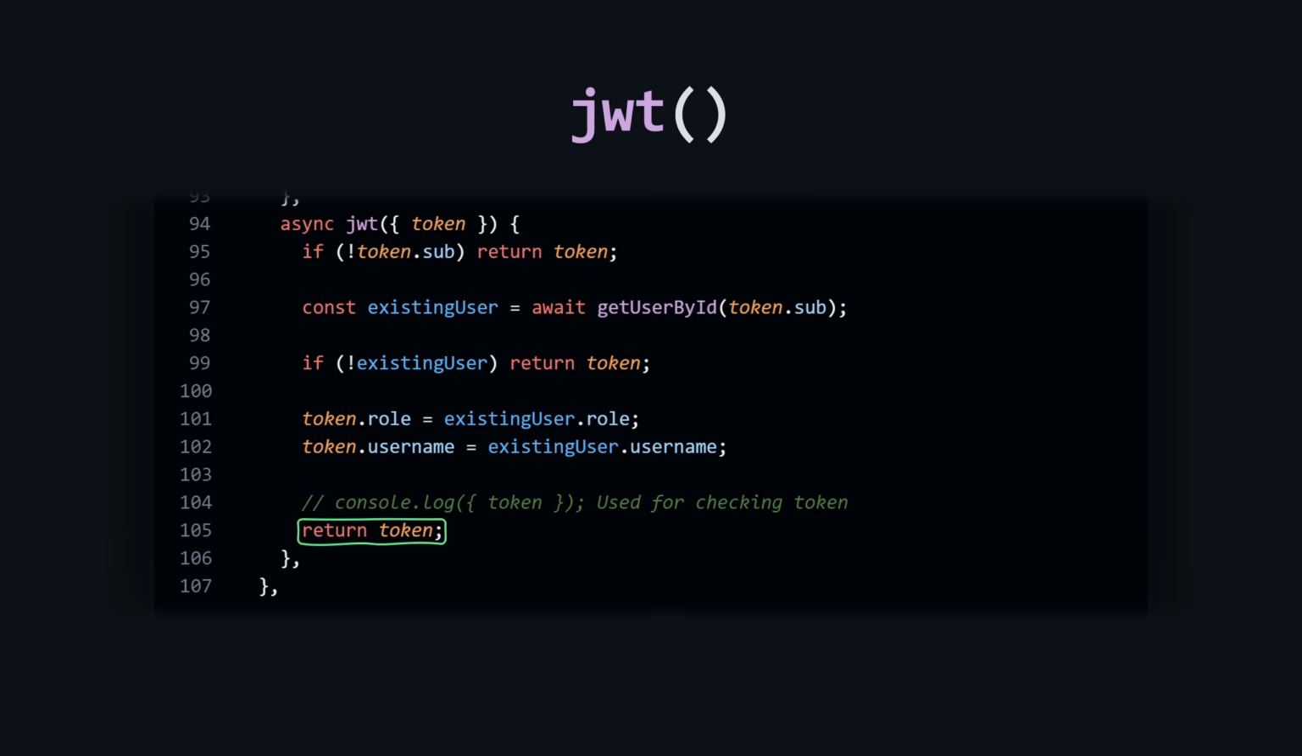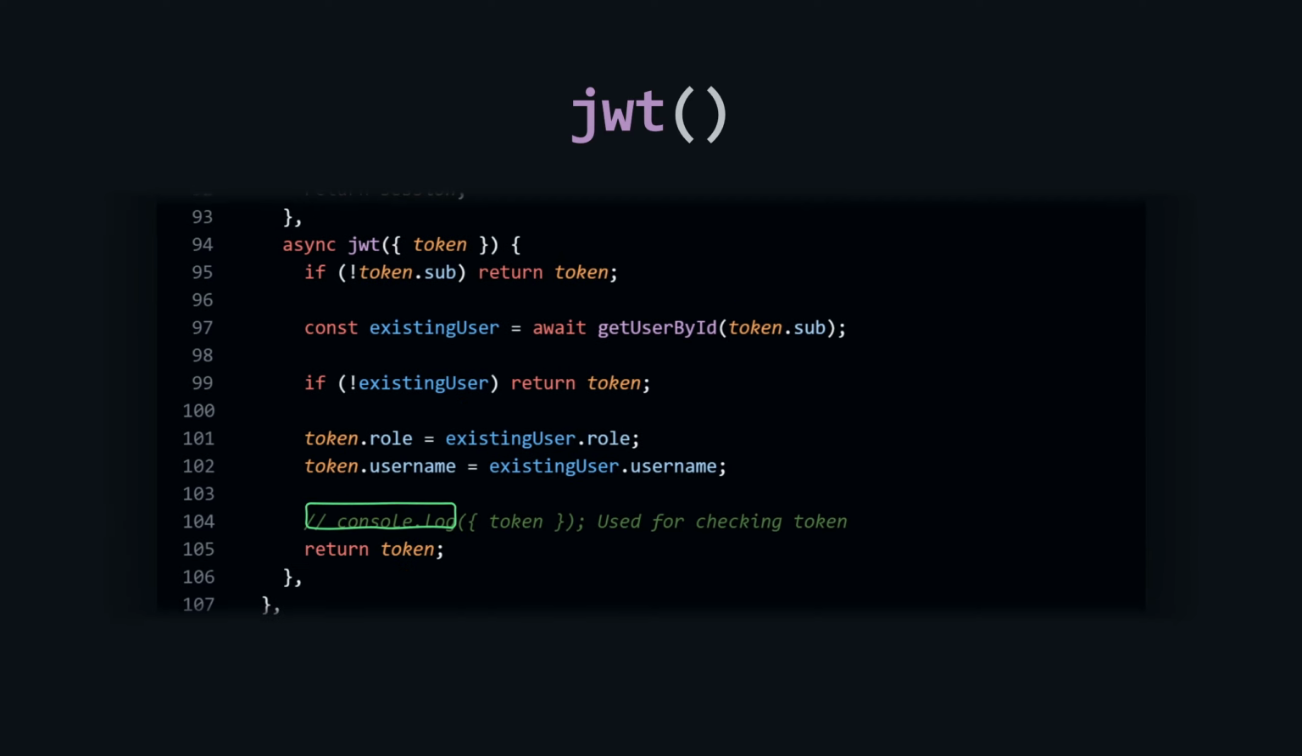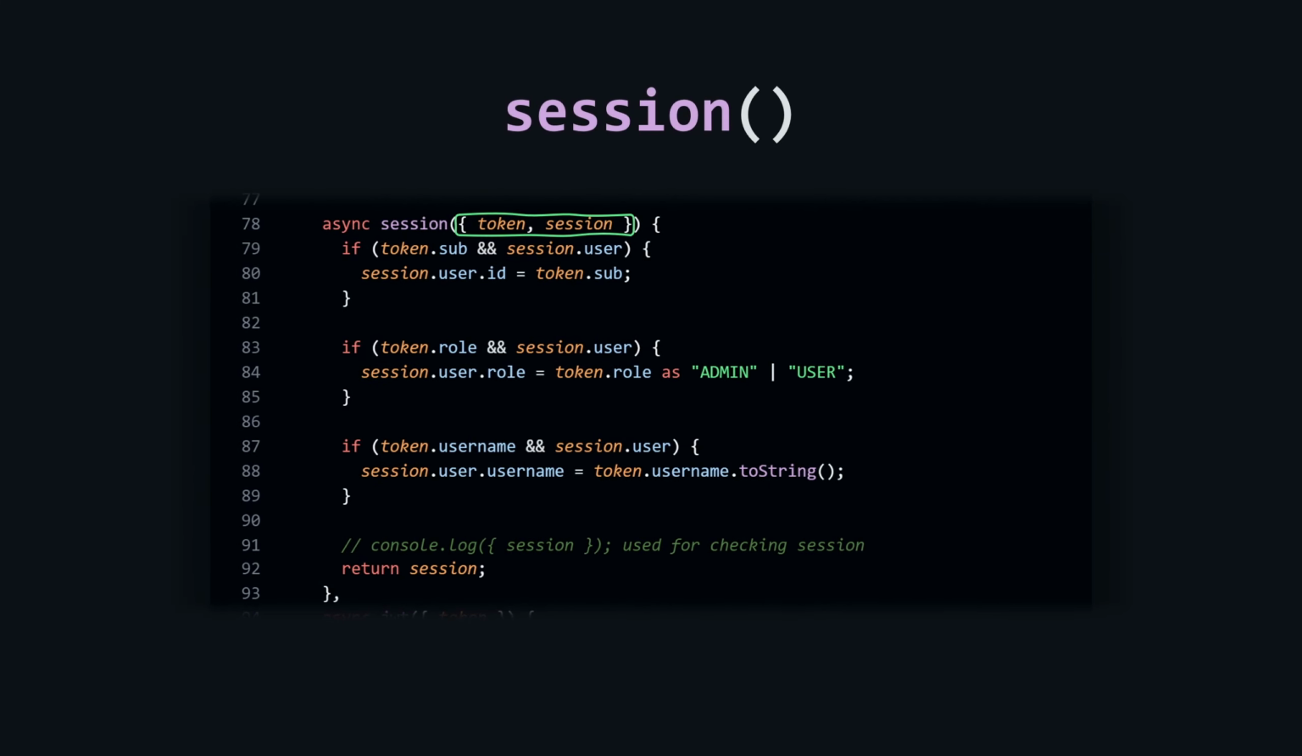I do have a commented out log just for checking the token in the terminal. So now moving back up to the session function here, we're taking that token, we're passing it in, as well as we're passing in the session object. But we're first going to say if the token ID and the session user, then we're going to set the session user.id to the token ID.